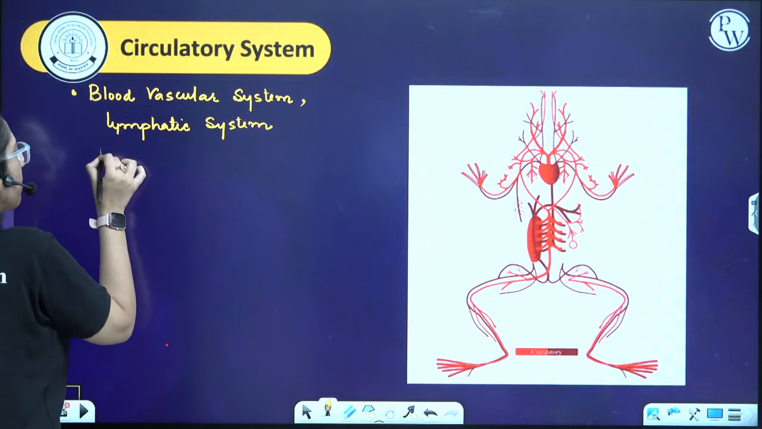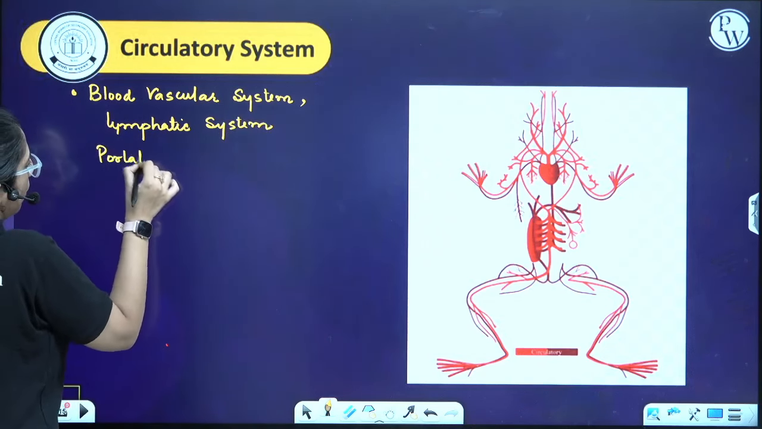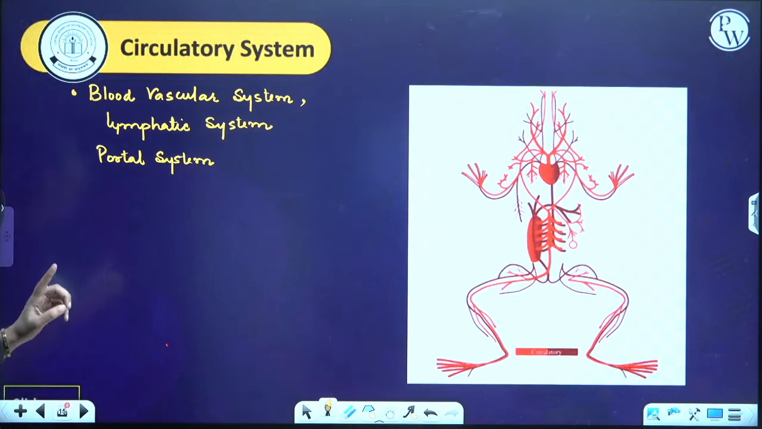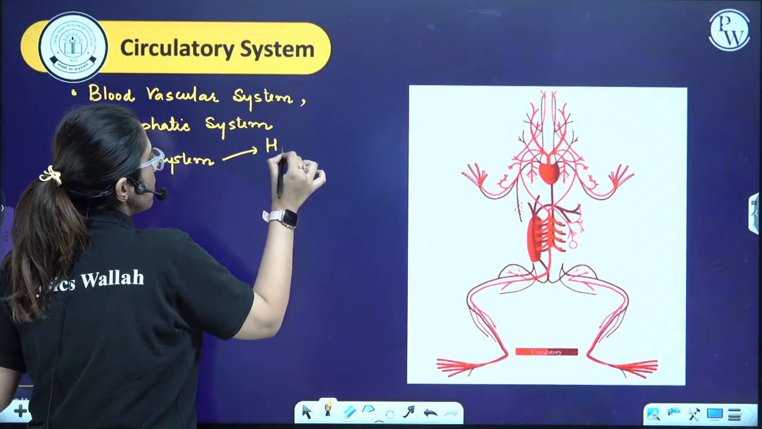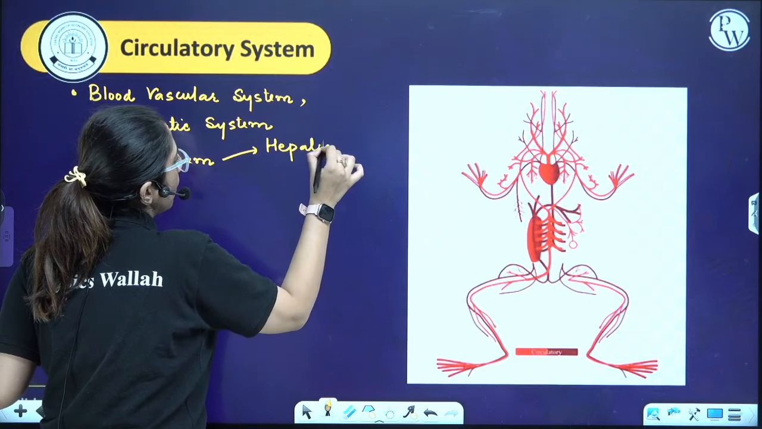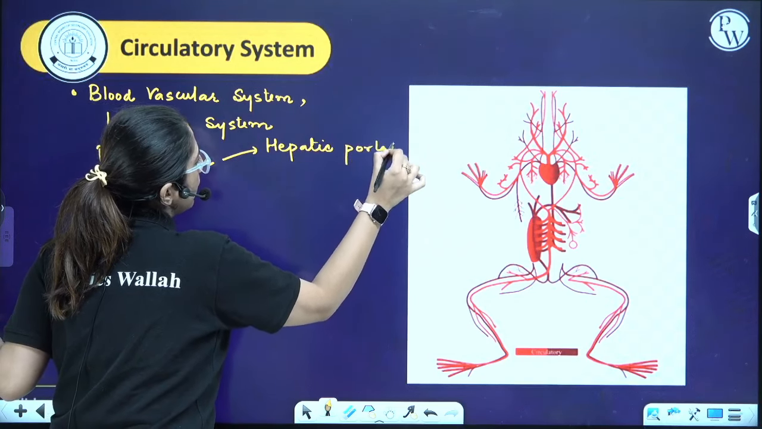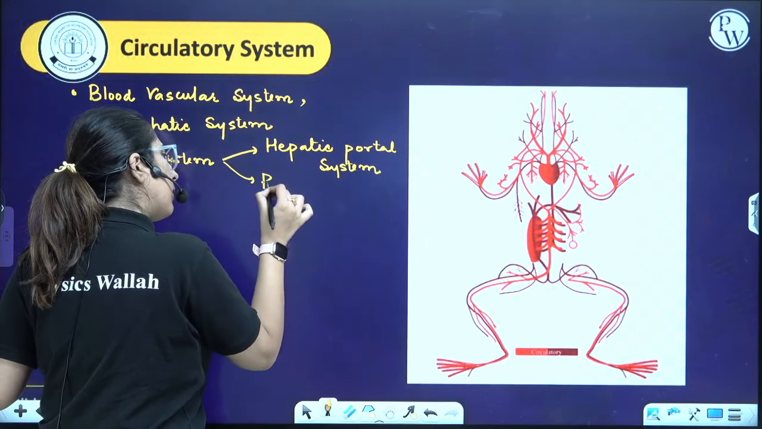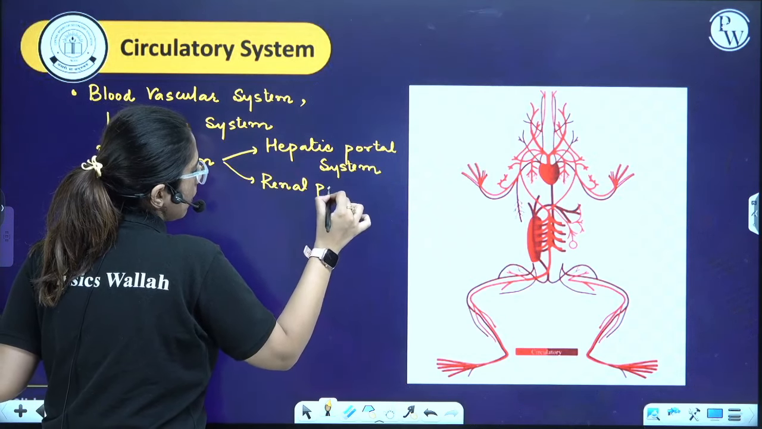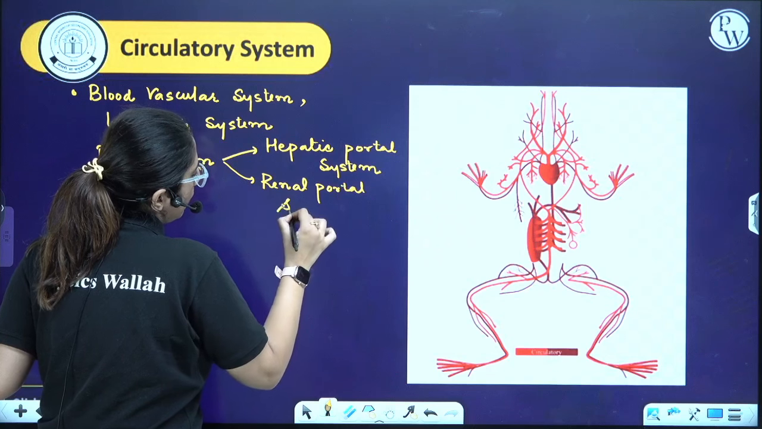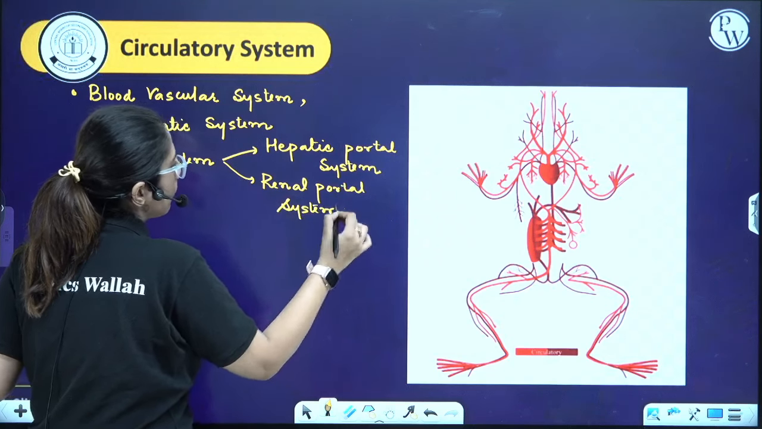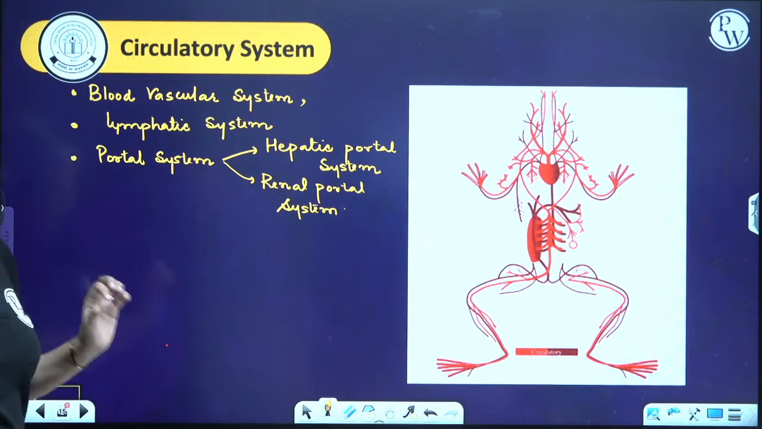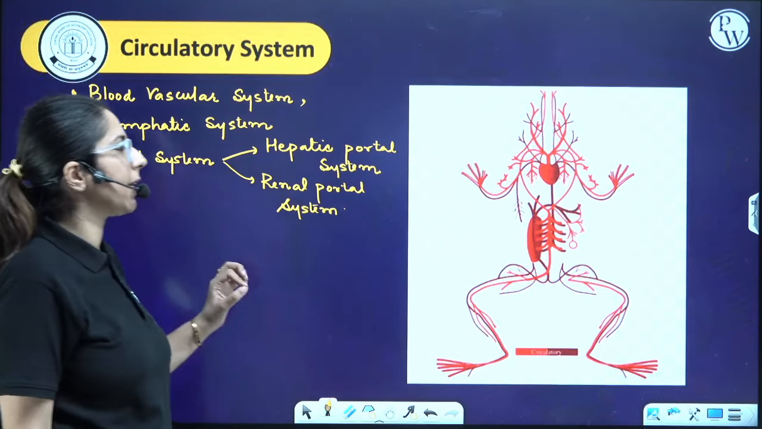They are having some portal system also. Two types of portal systems are present in frog. One is the hepatic portal system. Second is the renal portal system. All these things we have to discuss one by one. Now first let's talk about the blood vascular system. We'll see in this organism.